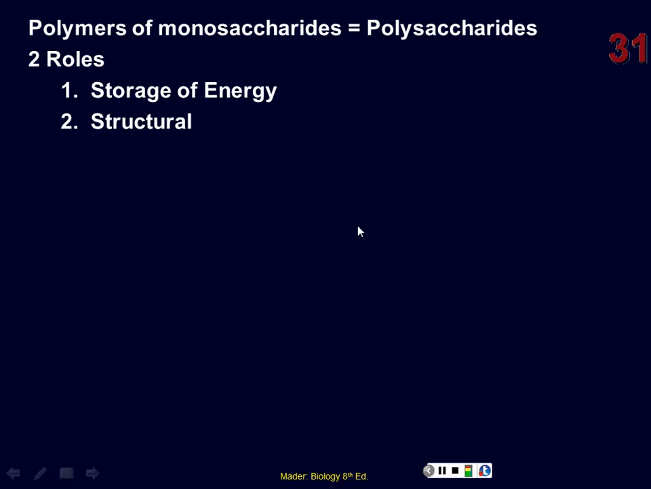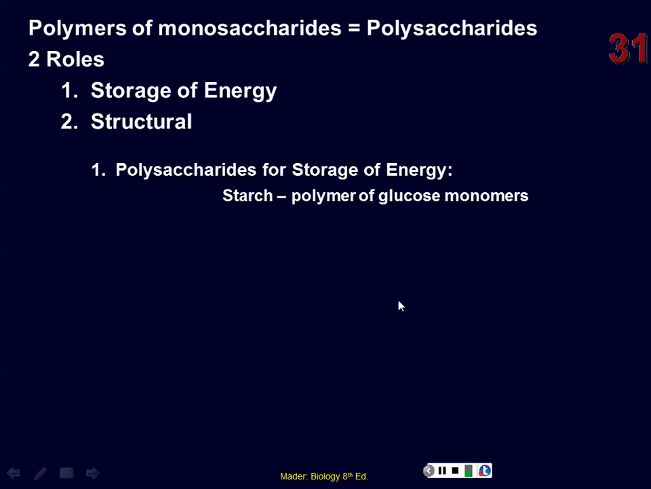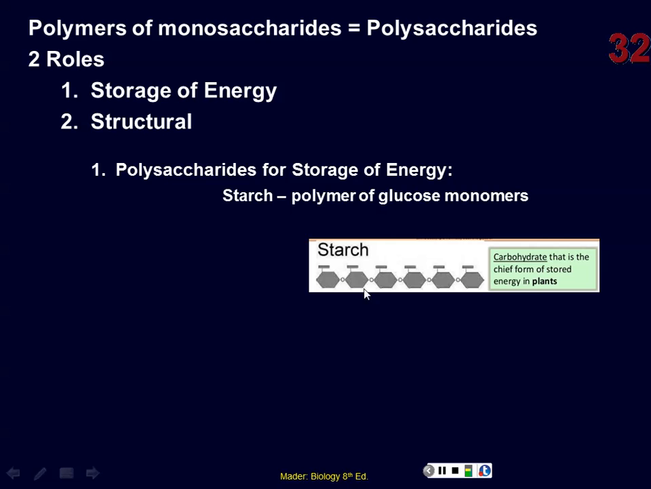Let's take the energy ones first and talk about those. Again, a polysaccharide is lots of monosaccharides bonded together, and it's used for energy. The first one's called starch. Starch is literally a polymer of glucose molecules. It's glucose bonded to glucose bonded to glucose, and this is what it looks like. Notice the hexagon there. So that would be a glucose, that's a glucose, that's a glucose, etc. Starch is glucose, glucose, glucose, bonded together, lots of them.